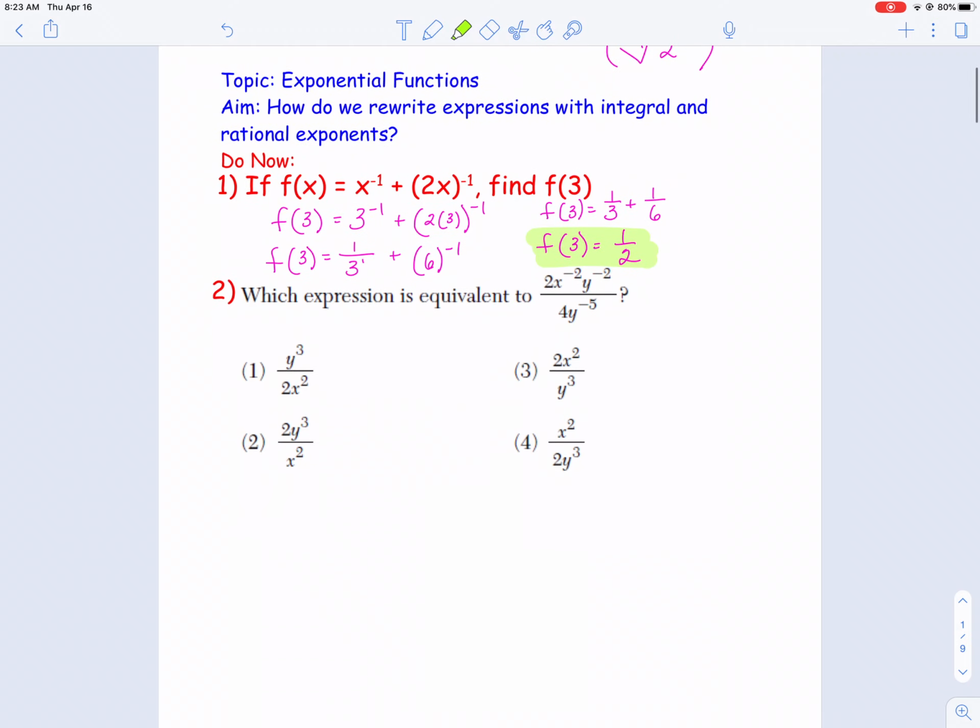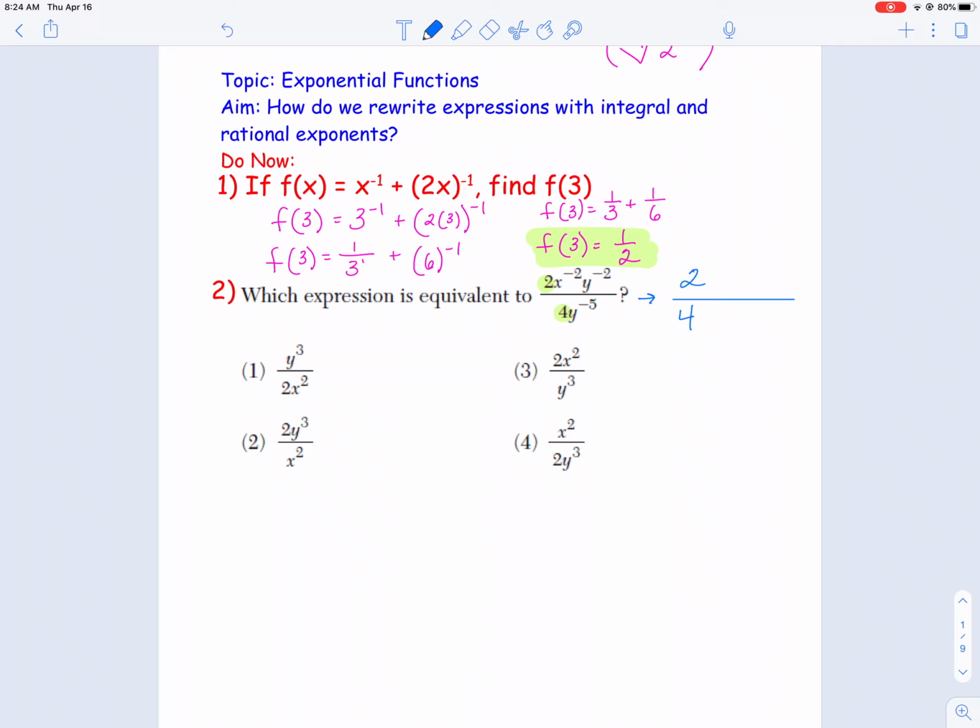Let's talk about number 2. You have negative exponents all over the place. I think the easiest way to do this is to rewrite anything that has a negative exponent. Take note: this 2 in front and this 4 in front are not raised to the negative exponent. They should stay exactly where they are in this fraction.